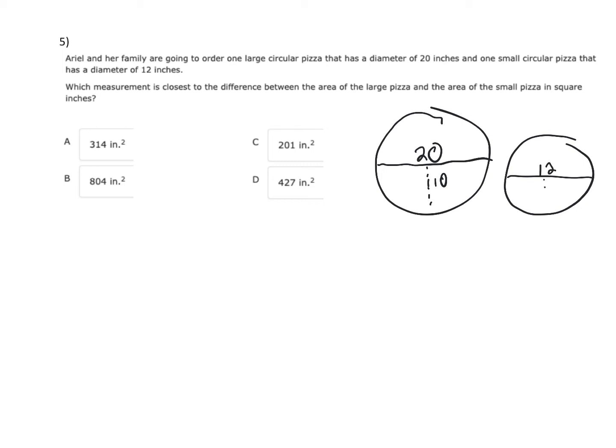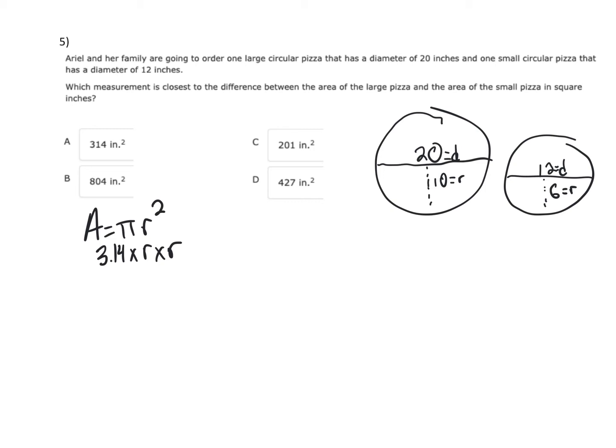So the radius would be 6. So I'm going to put in D equals diameter and R equals radius to help us out. So let's find the area of the first circle. The area formula is A equals pi r squared. That r squared just means r times r. And pi is 3.14.